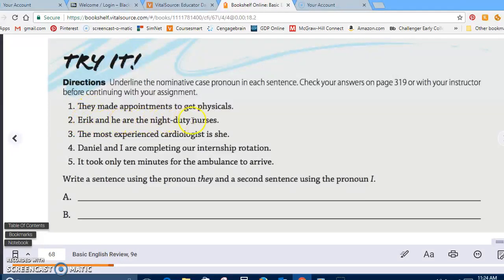Eric and he are the night duty nurses. Eric and he is the subject. He is your pronoun. It's in the subject, so that makes it a nominative pronoun. The most experienced cardiologist is she. The most experienced cardiologist is your subject. Is she is your predicate. Is is a form of be. That makes this a predicate pronoun.